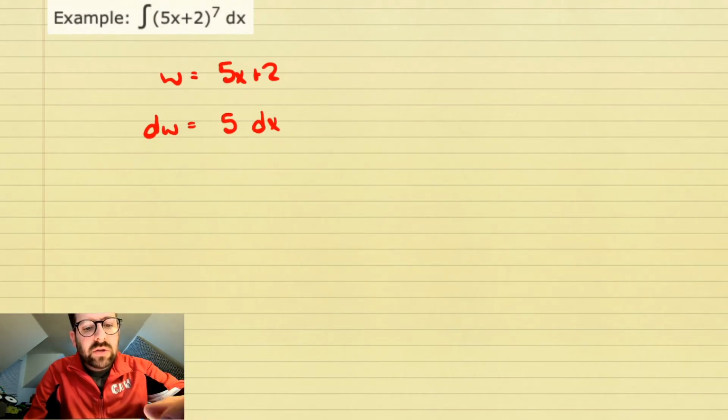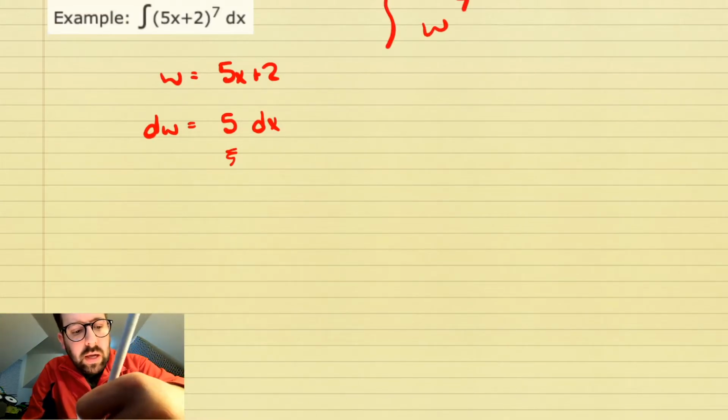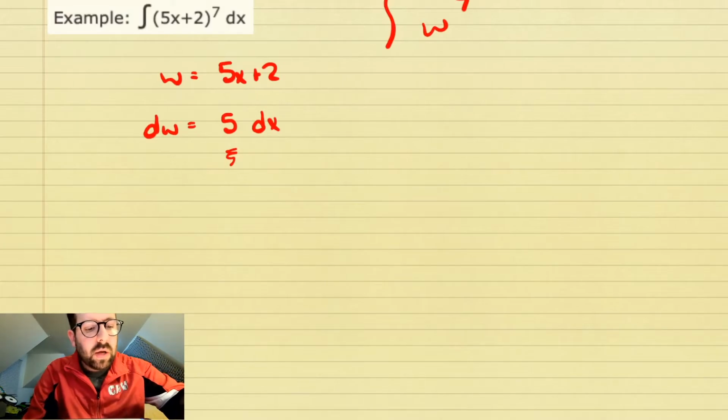It's not there. So the idea is we have to account for that. This 5 is nowhere to be found, so we have to account for it. So here's the idea. I'm going to take out this problem. I'm going to plug the w into that parenthesis. So the w is the 5x plus 2. And then the dx, I'm going to try to replace it with a dw.